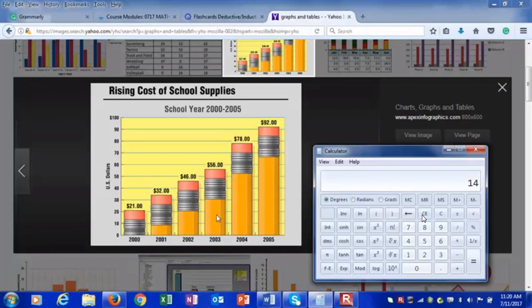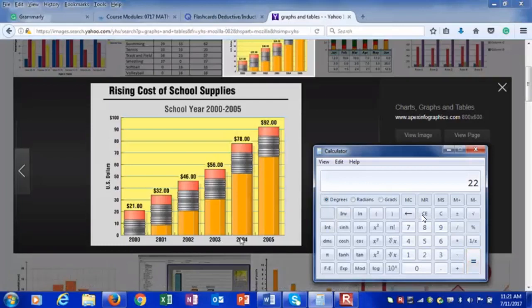All right. Between 2003 and 2004, you can notice there's a pretty nice sized jump there. Pretty nice sized jump. Okay? Now, again, we're talking about parents who have more than one child in school. It's jumped from $56 to $78. That's a lot of money. But how much of an increase have we had? Well, let's see. 78 minus 56 equals $22. That's a lot. It's actually quite a lot. And I would love to know how many school supplies is actually in there in order for it to increase $22 in just 1 year.